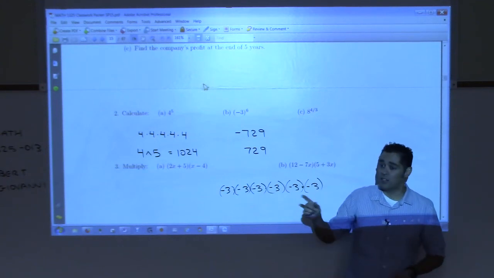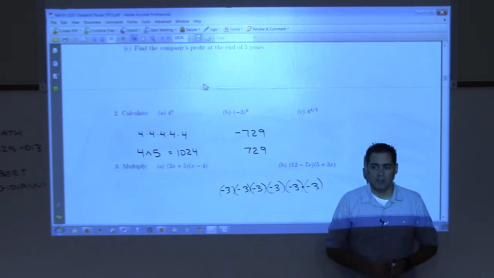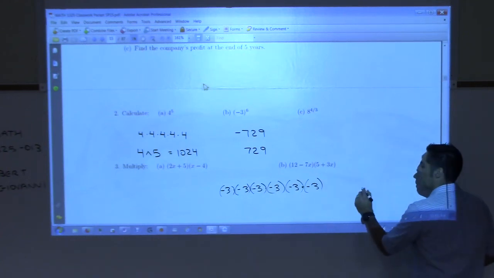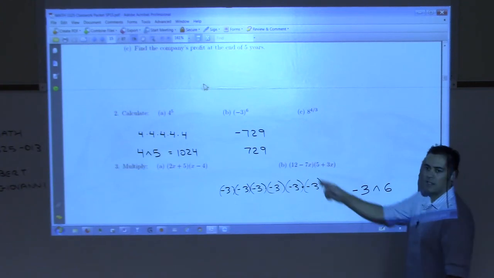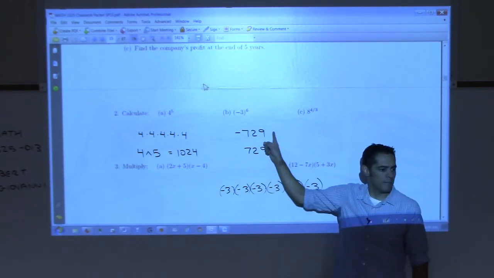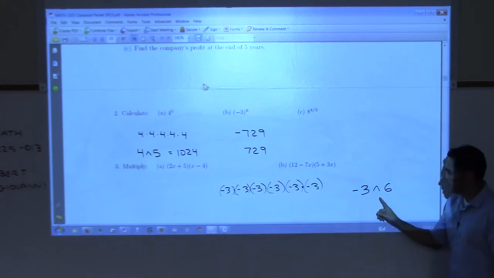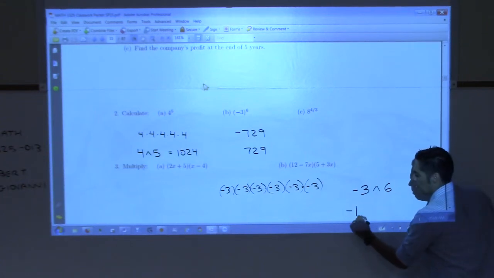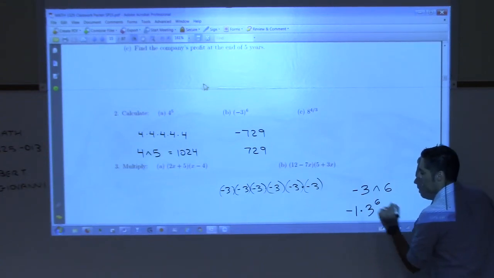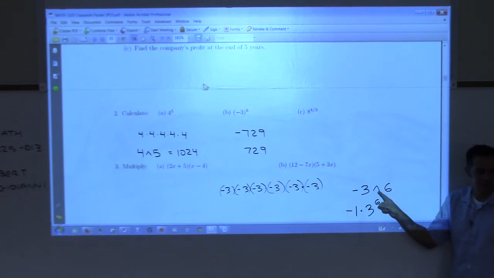Now, if you type that into your calculator and got negative 729, it's because you typed it in incorrectly. So if you go to your calculator right now and you just type in negative 3 raised to the 6th, it's going to give you negative 729. It's what it's going to give you, and it's wrong. Because what your calculator does is it treats this negative sign in the front like a negative 1. It treats it like this, negative 1 times 3 to the 6th. That's the way your calculator sees it when you type it in this way.